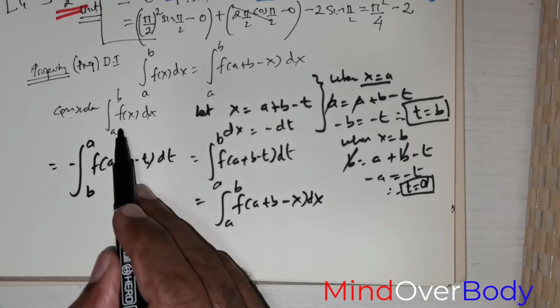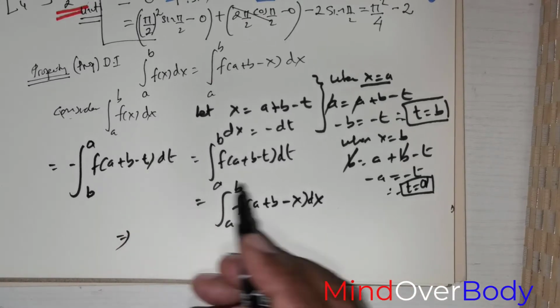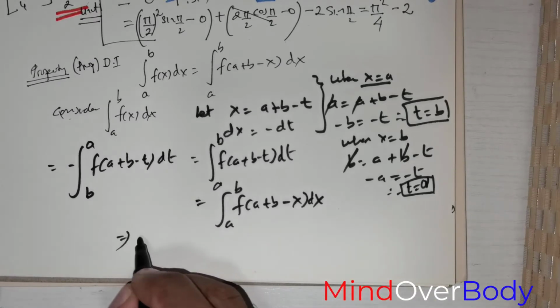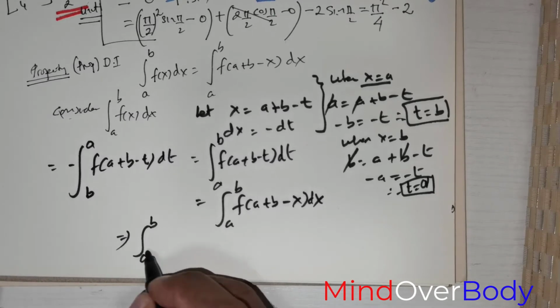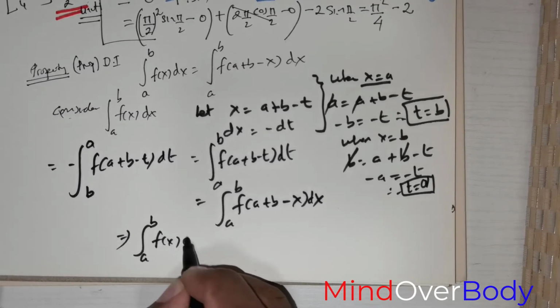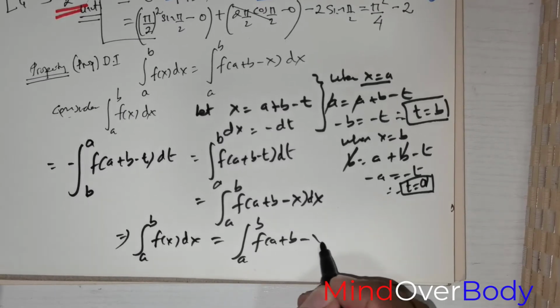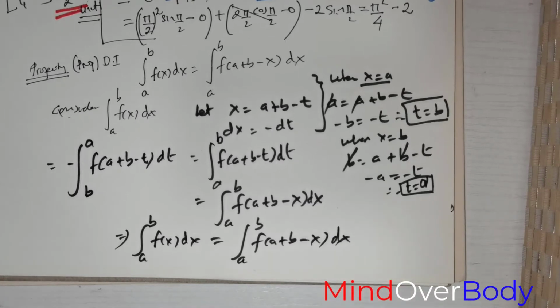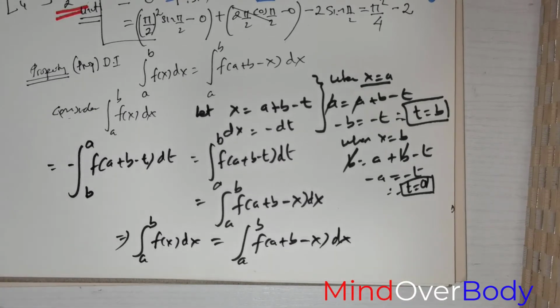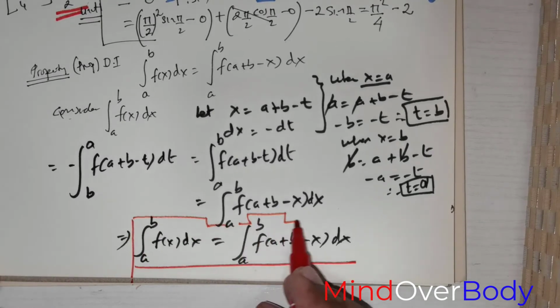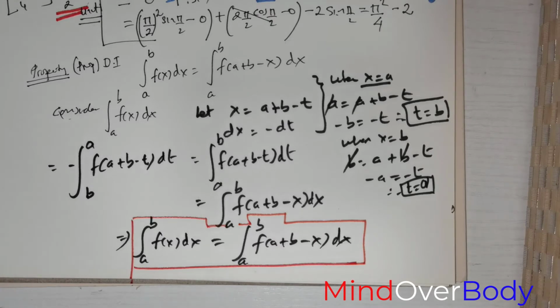So this would mean we started with integral a to b f of x dx, and then we ended with integral a to b f of a positive b negative x dx. So hence we can safely conclude that integral a to b f of x dx is equal to integral a to b f of a positive b negative x times dx. So this is a very important property that will come in very much handy in solving questions of greater complexity. So having mentioned that, let's head on to do questions.